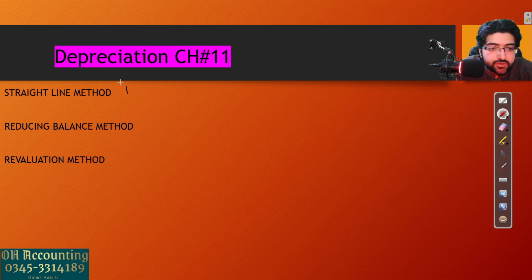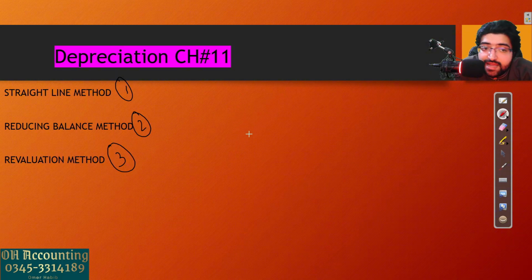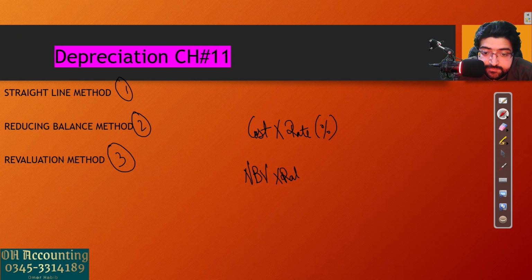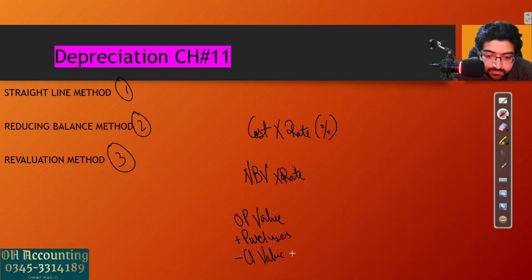We have 3 methods, as you know: straight line, reducing balance, and revaluation method. In straight line method, the formula to calculate depreciation is cost multiplied by rate, the percentage given in the question. In reducing balance method, the formula is net book value multiplied by rate. And revaluation method, as you know, is just opening value, add any purchases during the year, and then subtract closing value. This is how we get depreciation using revaluation method.